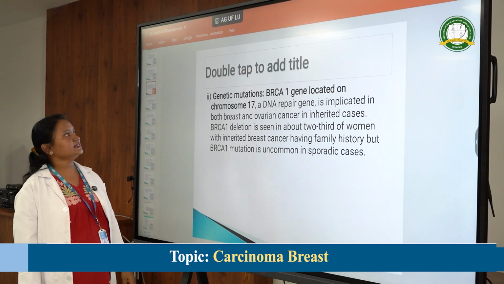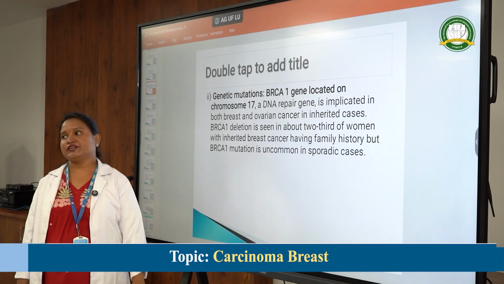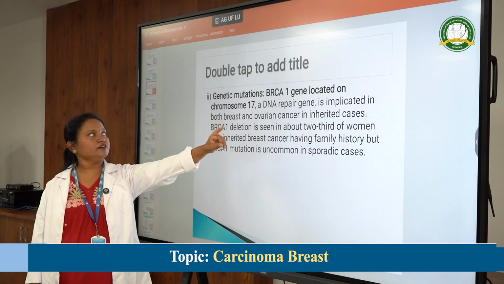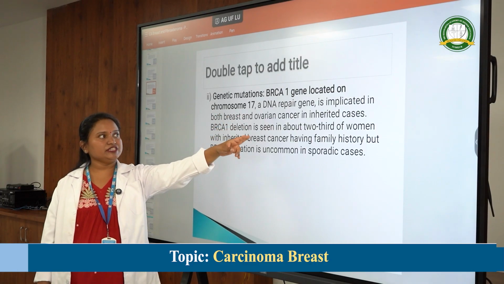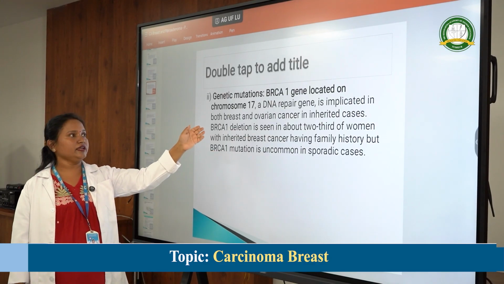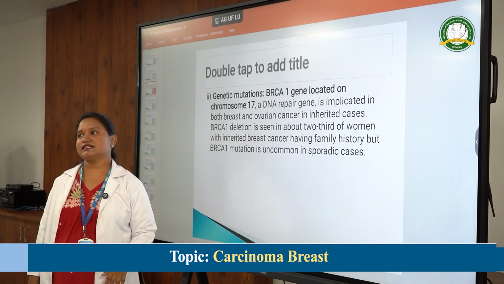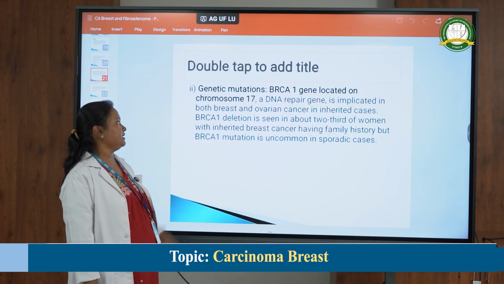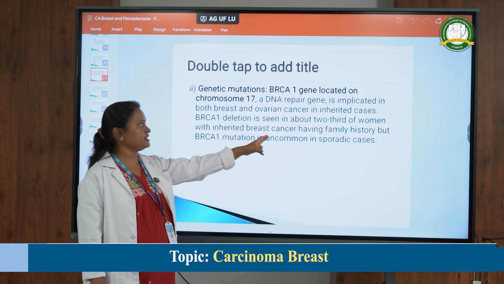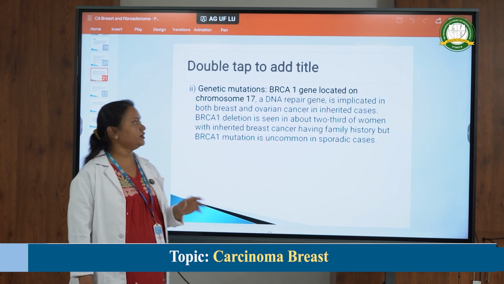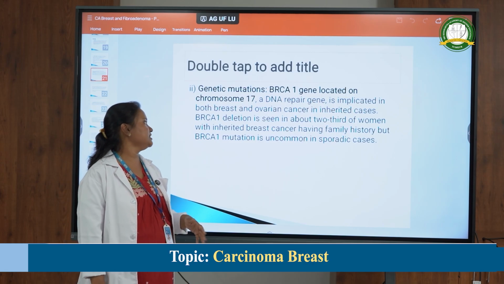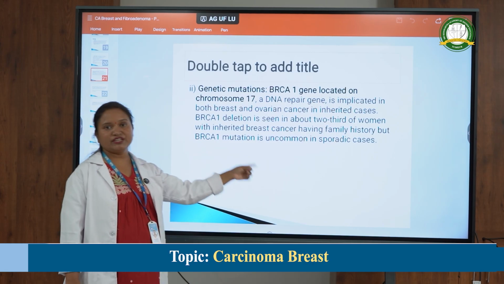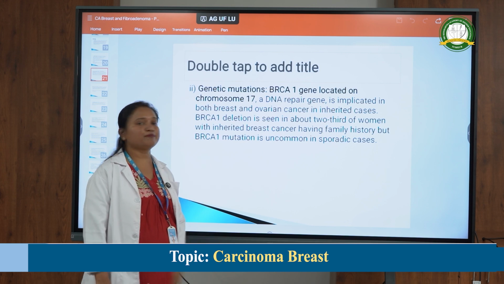Next, coming to genetic mutation, the BRCA1 gene, which is located on chromosome 17, is a DNA repair gene which is implicated in both breast and ovarian cancer in inherited cases. BRCA1 deletion is seen in about two-thirds of women with inherited breast cancer having a family history. BRCA1 mutation is uncommon in sporadic cases.